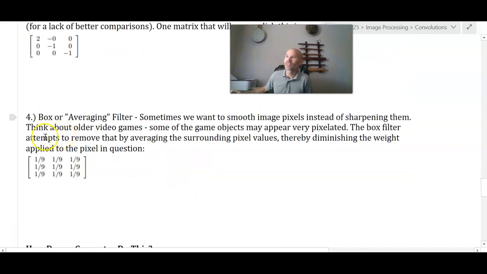There's also, and we'll just consider one more, there are tons of other filters, but we'll stop with this one. We have the box or averaging filter, and what this is going to do is just average all the pixel values together. It'll smooth image pixels instead of sharpening them. If you think about older video games like Mario Brothers, where the pixels are really choppy and distinguished, when video game developers wanted to smooth out the pixels, they'd use something like an averaging filter.